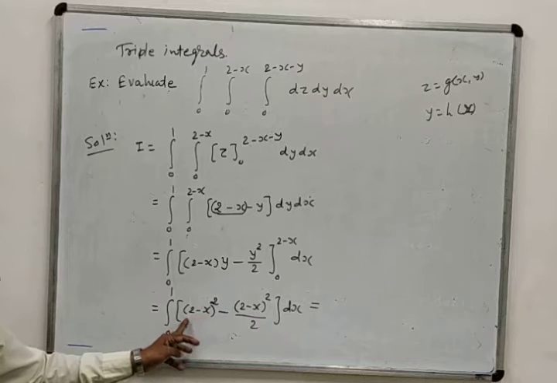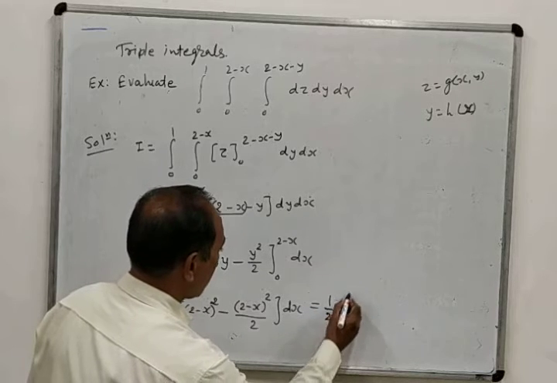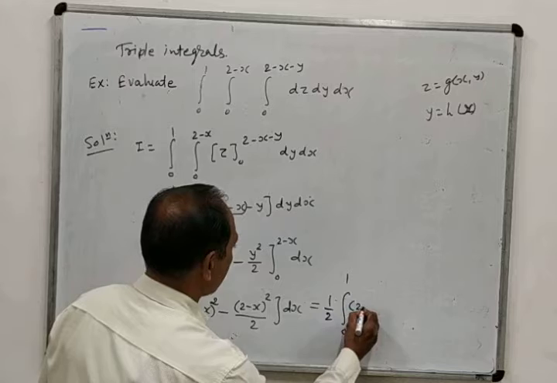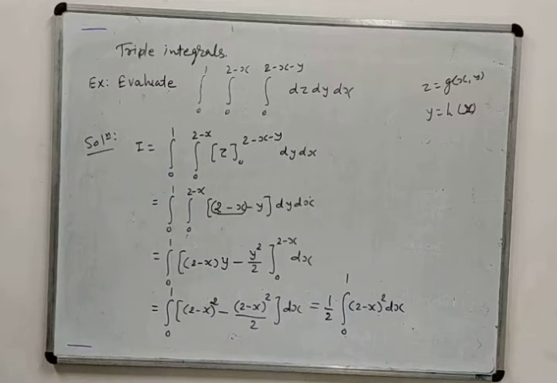Okay, so it is 1 minus 1 half. 1 minus 1 half is 1 half. So 1 half I will write down outside. So it is integral from 0 to 1 of (2 minus x) whole square dx. Okay, so now this integration is very easy.